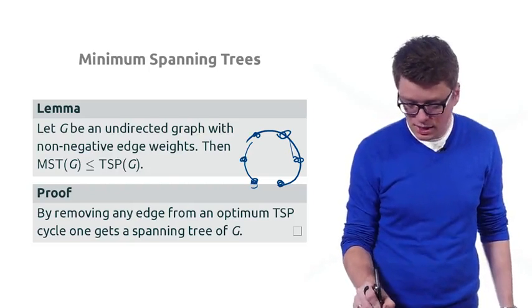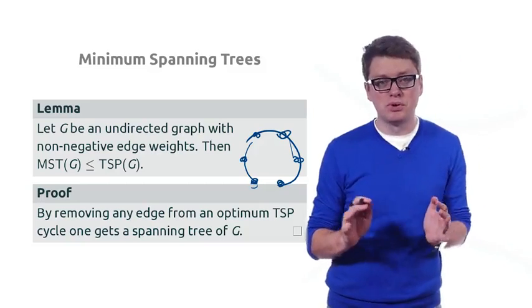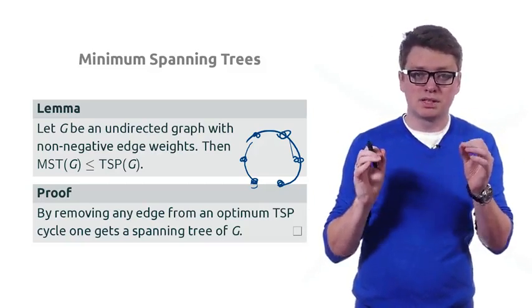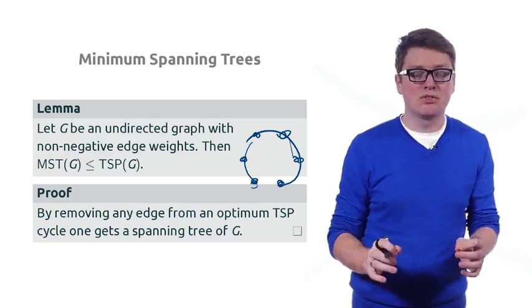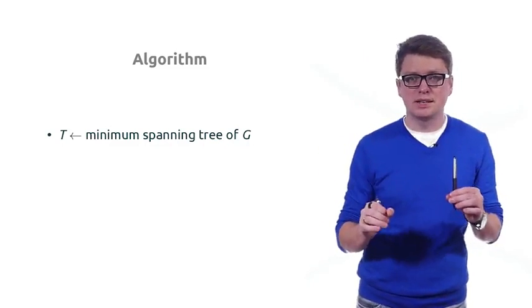So the weight of this path is at least the weight of the minimum spanning tree, which finally proves that the weight of the optimal cycle of a traveling salesman person in a graph is at least the weight of the minimum spanning tree. Okay, then we are ready to present an algorithm.